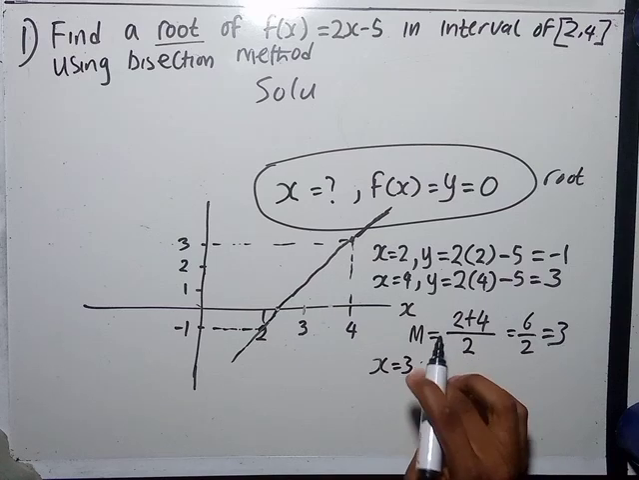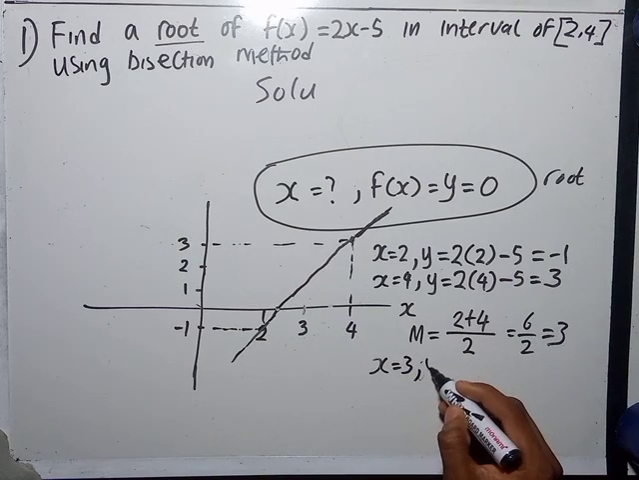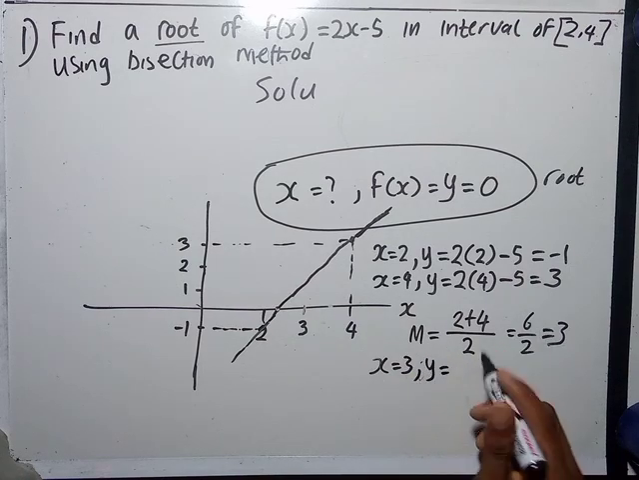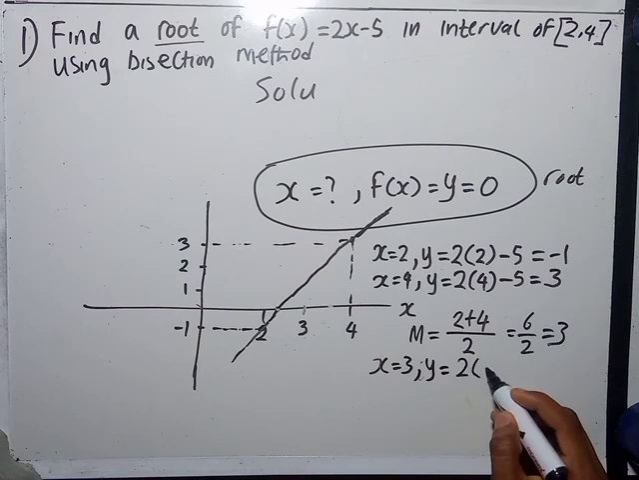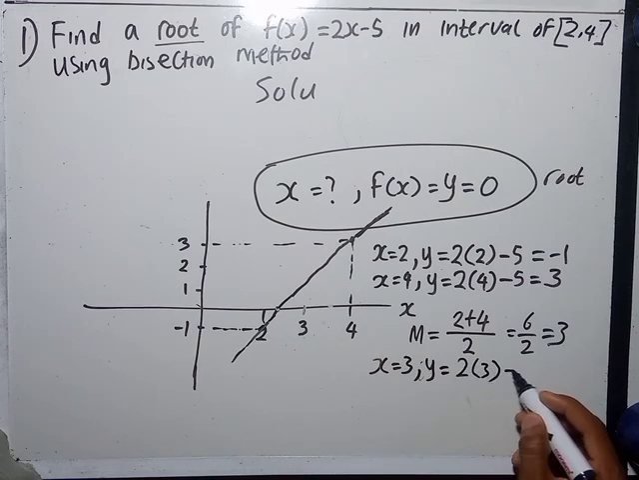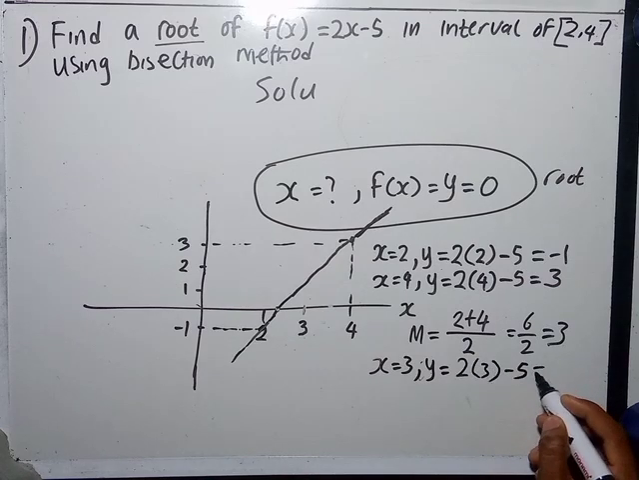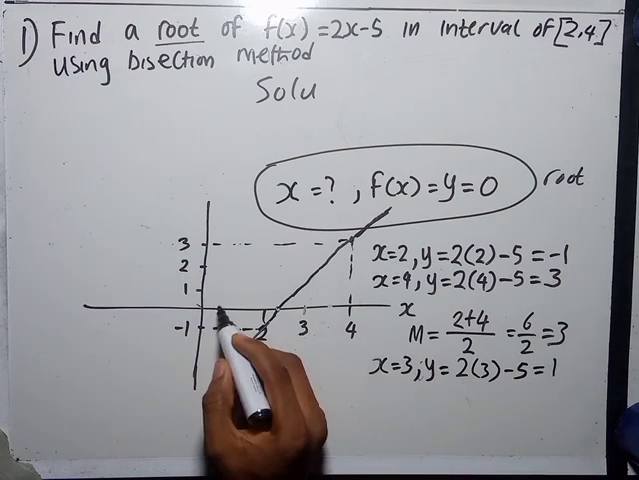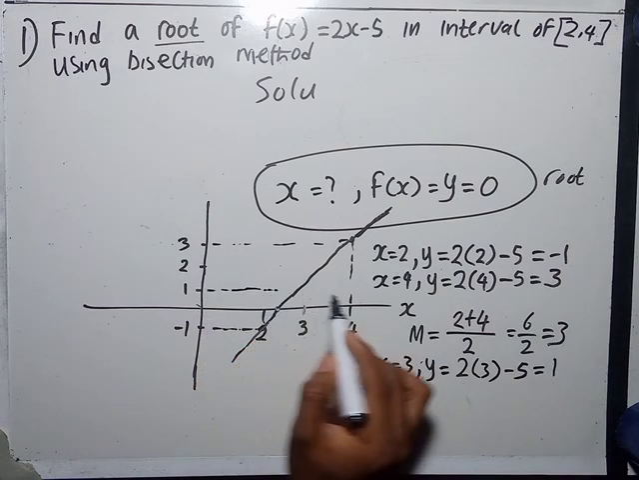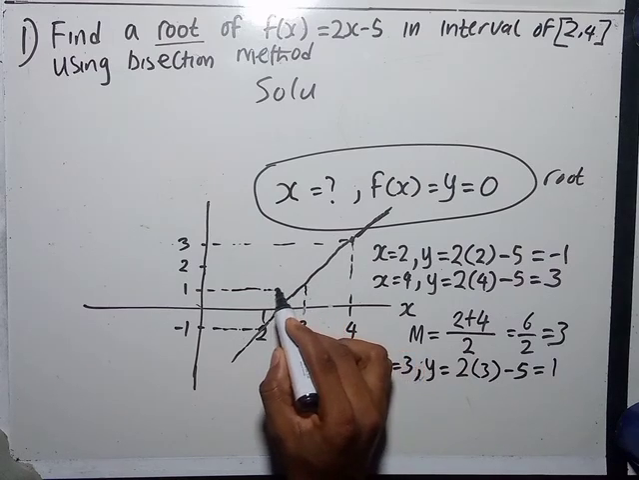Now, just say 2 multiplied by what? 3 minus 5. And when we solve this, we have 6 minus 5, which is what? 1. So this tells us that this and this are meant to be joining together.